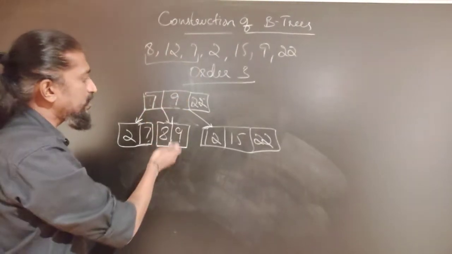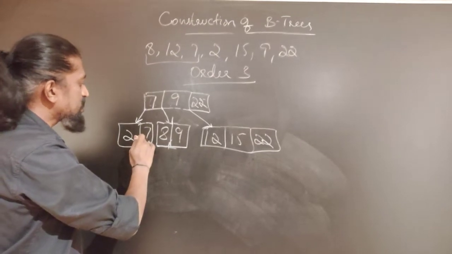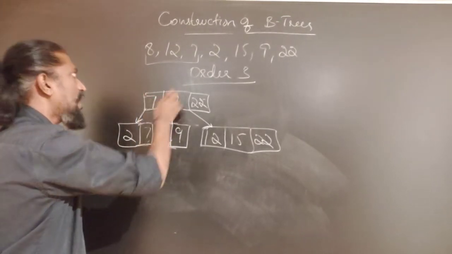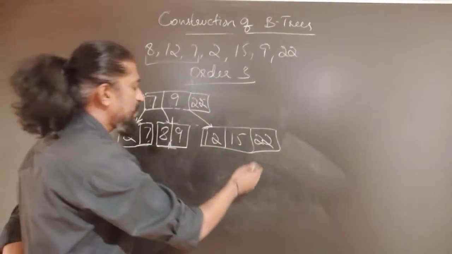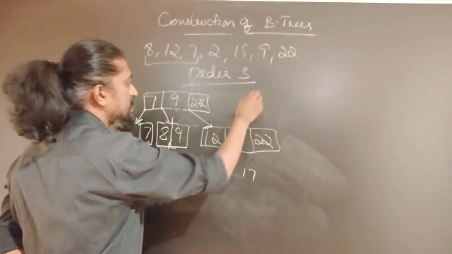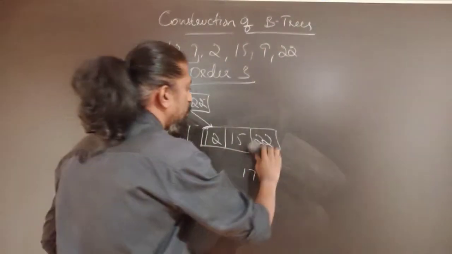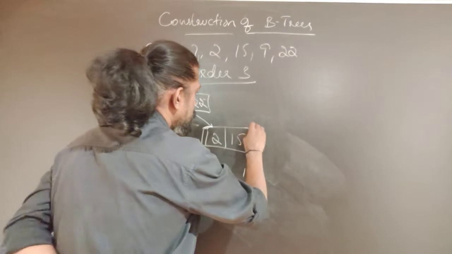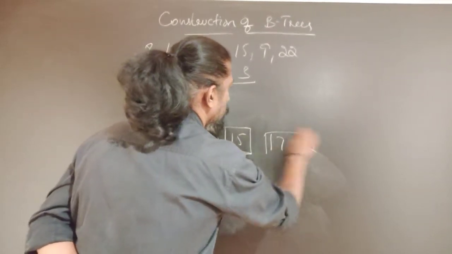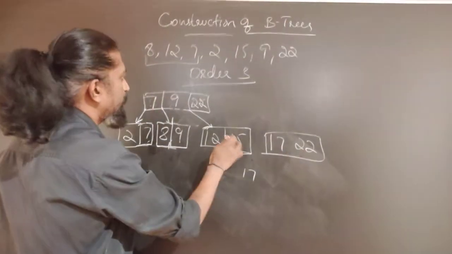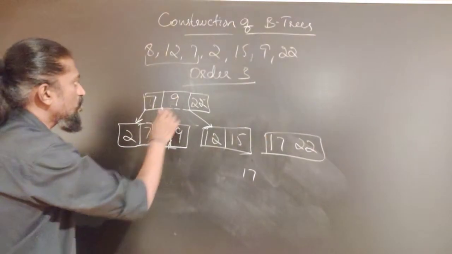Now suppose this node gets split further, then some keys will be present at the leaf node at this level and at the next higher level also. Say, for example, if we insert 17 into this particular node, this node is already full, so it overflows. Therefore 12 and 15 will be one node, 17 and 22 will be another node, and one more key, 15, will be promoted. Now when 15 gets promoted, this node also overflows.